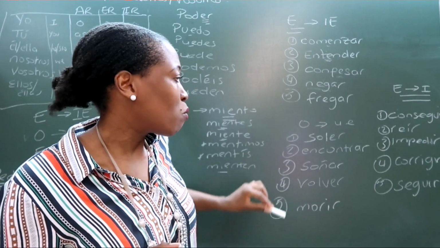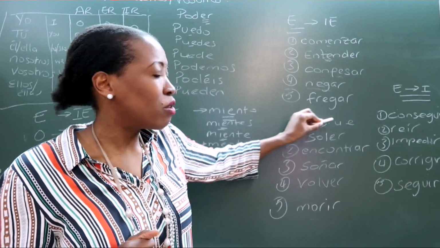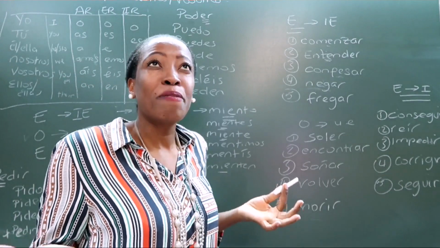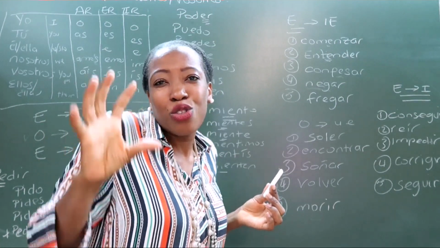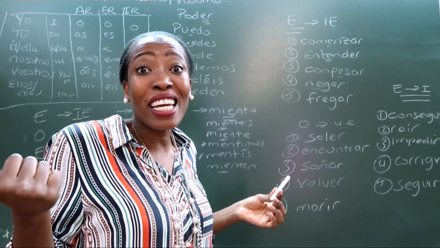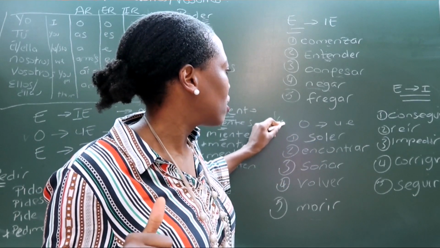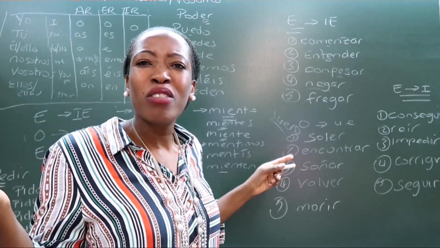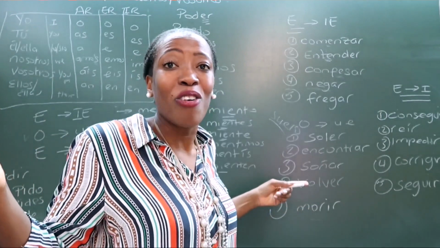Then I've got here some words that have O in their root, there you go, and you change to a UE. So the first one is soler. Soler is when you usually do something, okay? So for example, suelo ir. I normally go to the shop. Suelo ir a la tienda. Suelo ir. I normally go, okay?